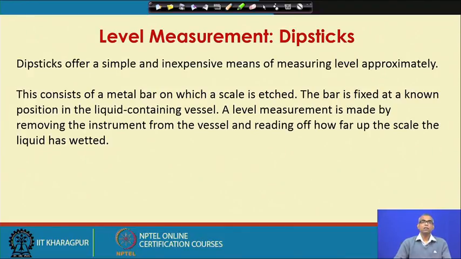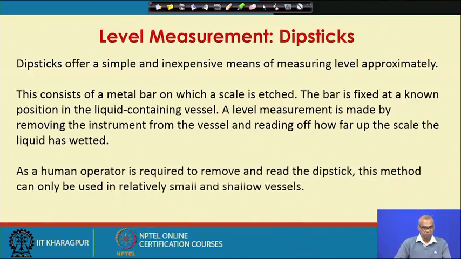It is something like putting a scale in a container which contains the liquid, and we see how far the scale is wetted by the liquid. As a human operator is required to remove and read the dipstick, this method can only be used in relatively small and shallow vessels.